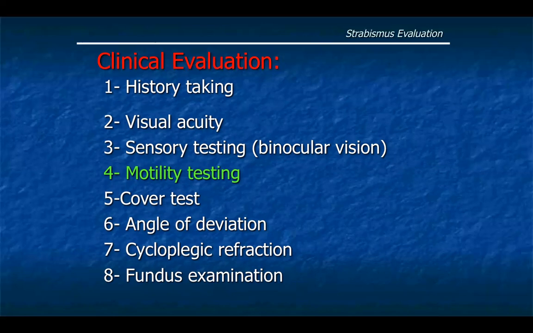The next step in the examination is the sensory testing, where we determine by certain tests if the patient has binocular single vision or fusion, or the patient does not. And if the patient does not, does the patient have diplopia, double vision, or suppression, where the brain suppresses one eye? So we use certain tests to determine if the patient has binocular single vision or not. The fourth step in the examination is the motility testing, where we test movement of the eye in different directions of gaze.